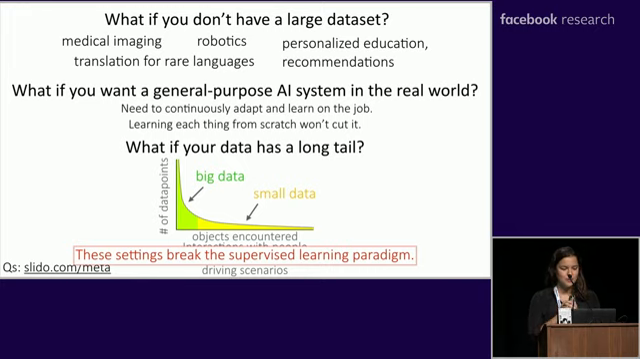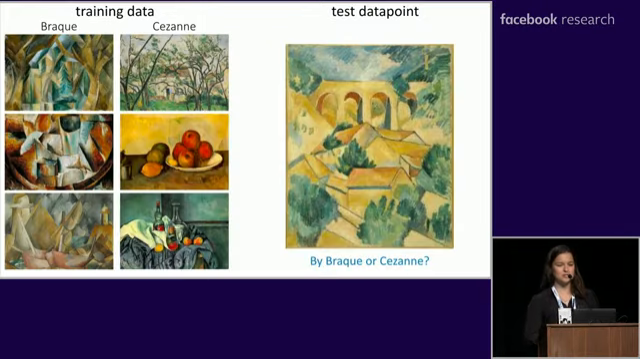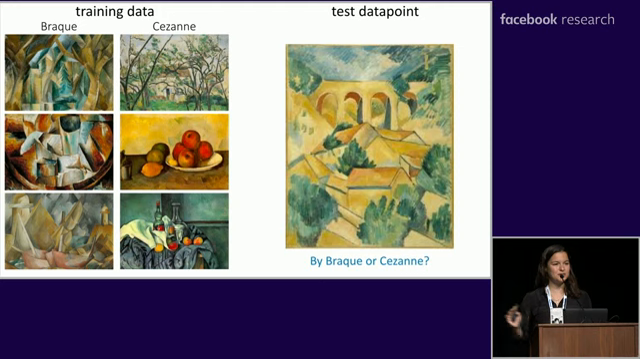OK, so what I'd like to try out next is actually give you a test. Supervised learning breaks down here, but actually humans are pretty good at these situations. I want to give you a few-shot learning test. I'll give you 6 training data points, which are shown on the left. The 3 in the first column are from the painter Braque, and the middle 3 are from Cezanne. Your goal is to classify the painter for the painting shown on the right: who painted that painting? This is a few-shot learning problem because you only get 6 labeled data points for this binary classification problem.